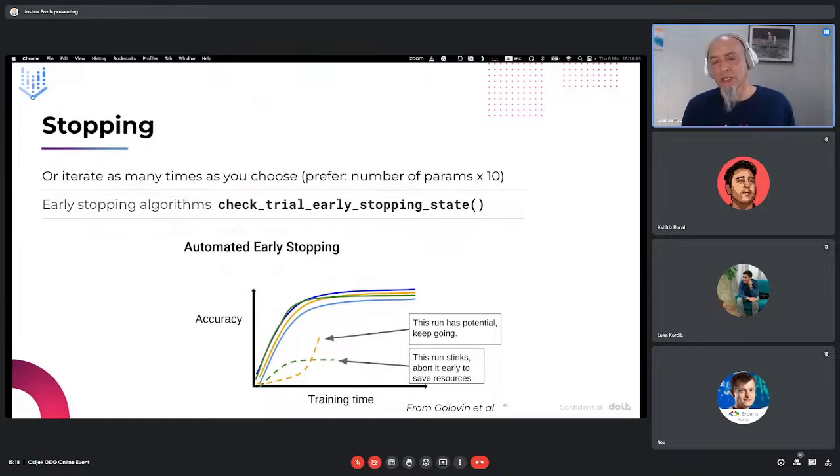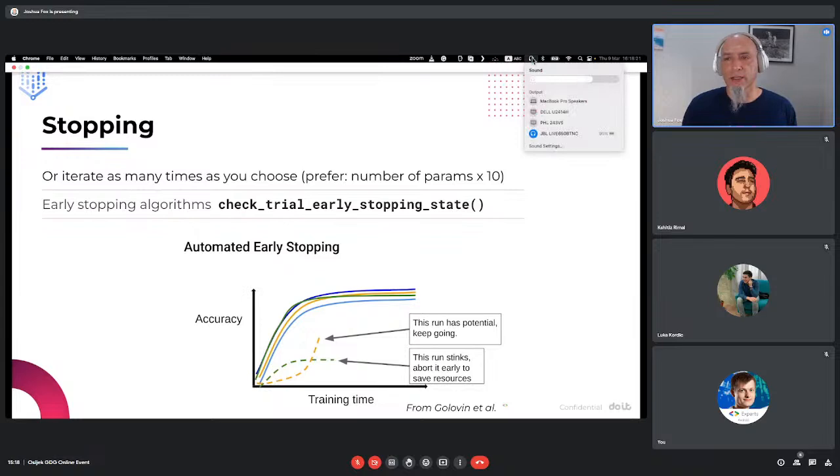It's suggested that you multiply the number of parameters by 10 and do that many trials. That's just a guess. So you have 2 parameters, run 20 trials. You could do that. But you can also ask Vizier, should I stop? It's just a suggestion, like everything else. And it does this, you check the trial early stopping state.